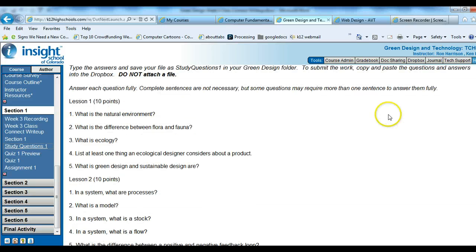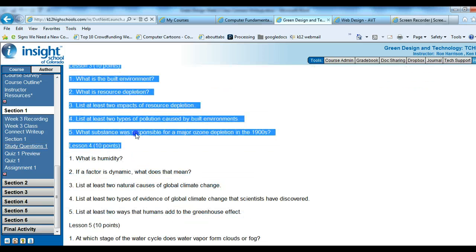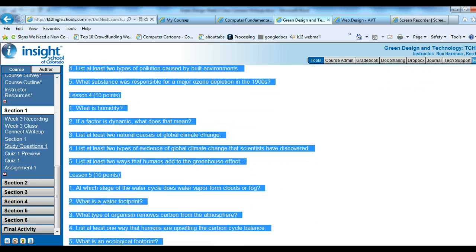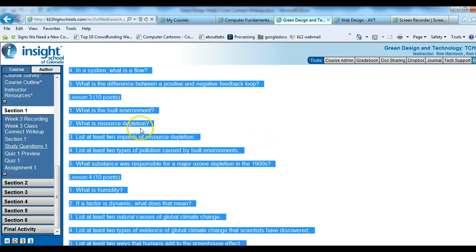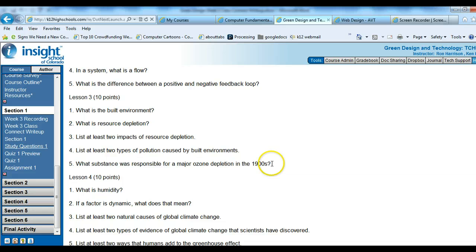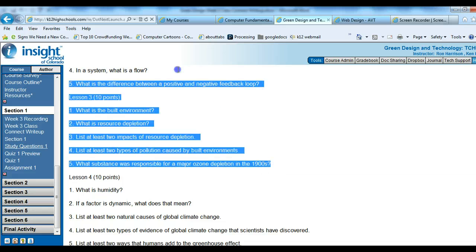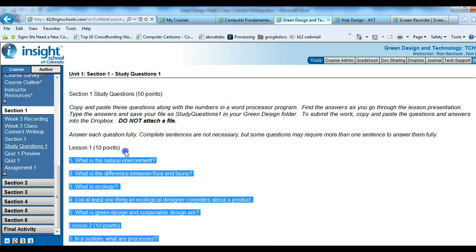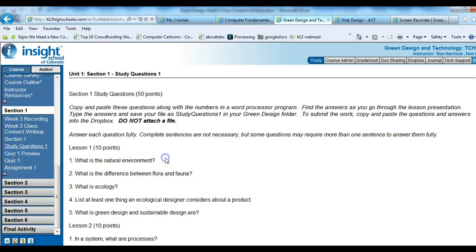On the study questions, you'll just highlight them all, then copy into a word processor. Since this week is just sections 1 through 3, these are lessons 1 through 3, and these are the ones you'll answer for this week. Then next week you'll answer the ones for 4 and 5, and then you'll turn in the whole thing next week. But for this week, don't worry about that.